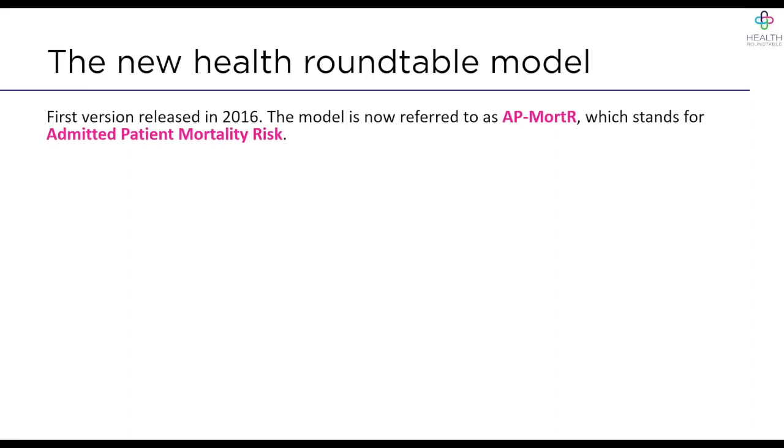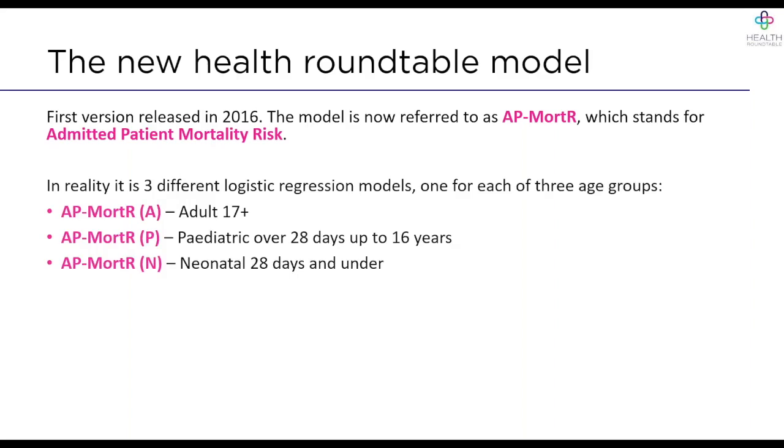So in 2016, we released the first version of a new predictive mortality model, which we've used as the underlying model for our mortality indicators that we present to our members. We've called this the AP-MortR model, which stands for Admitted Patient Mortality Risk. So in reality, it's 3 different logistic regression models, one for each of 3 age groups. We have an adult model for patients 17 plus, there's a pediatric model for patients 28 days up to 16 years, and there's a neonatal model for 28 days and under.